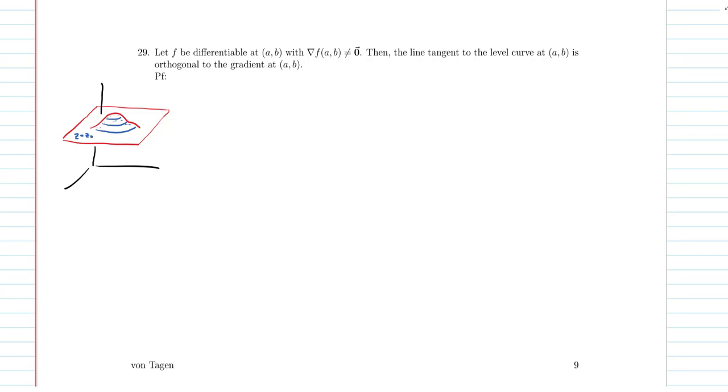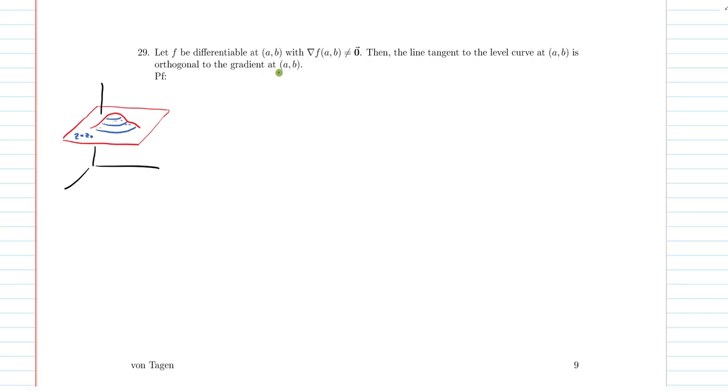Howdy folks. In this video I want to prove one of the key facts about the gradient. So what do we assume? We assume we've got a differentiable function at a point and the gradient is not zero there. So what we can prove is that a tangent line to the level curve at that point where the function is differentiable will always be orthogonal to the gradient, again as long as that gradient isn't the zero vector.